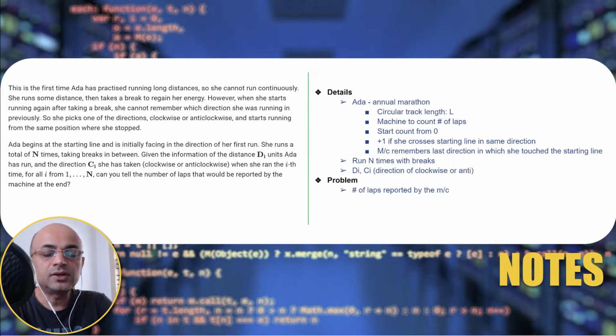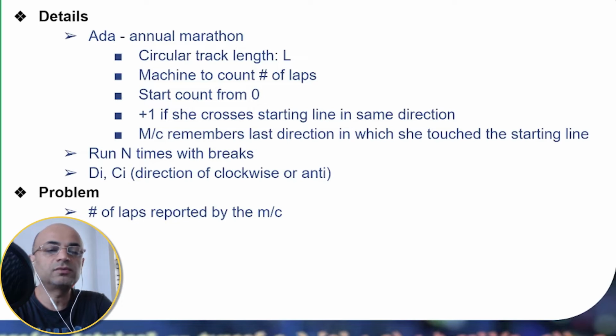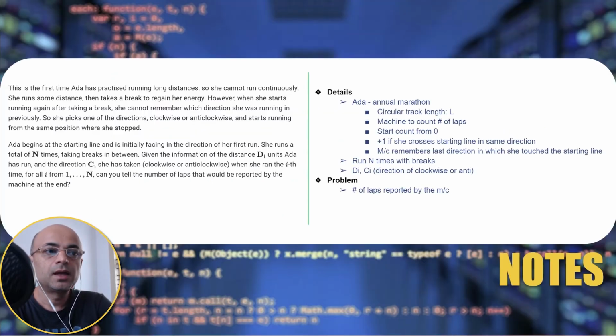And Ada doesn't run continuously. She might be taking different breaks, and the problem will have N different breaks. Among the N breaks, she will be trying to cover some distance. But there is no guarantee that Ada will be running in the same direction in all the N chunks of running, and the direction can be clockwise or anti-clockwise in each of those chunks. In each of those N chunks, the distance covered will be di in the ith chunk, and ci will be the direction in that chunk, which can be either C indicating clockwise or A indicating anti-clockwise. The problem definition is we need to find the number of laps reported by the machine that is counting.